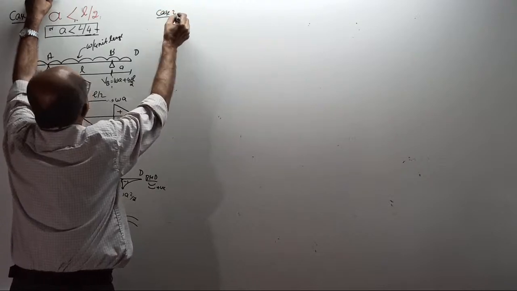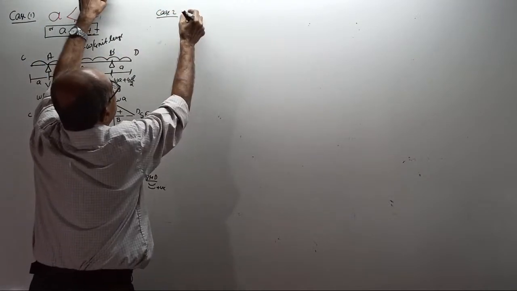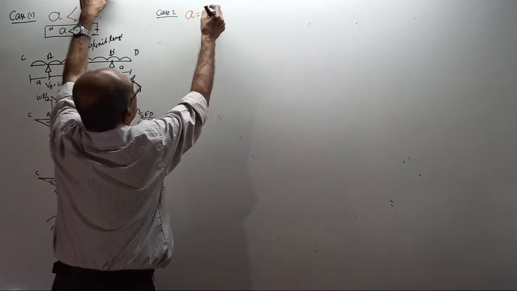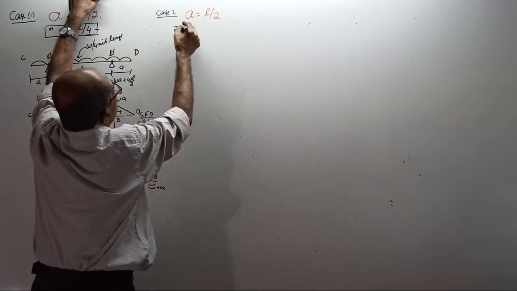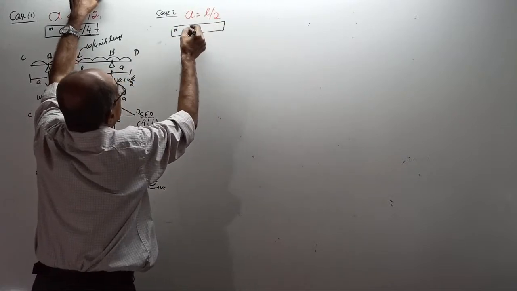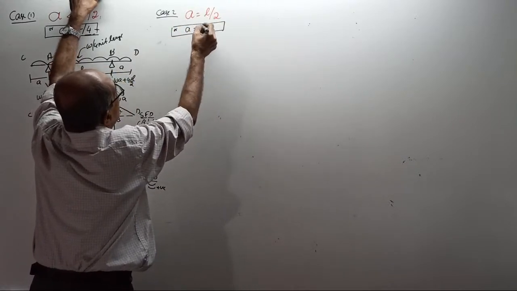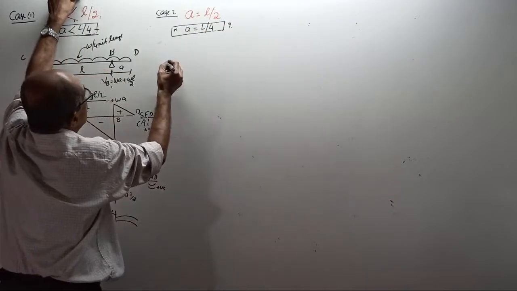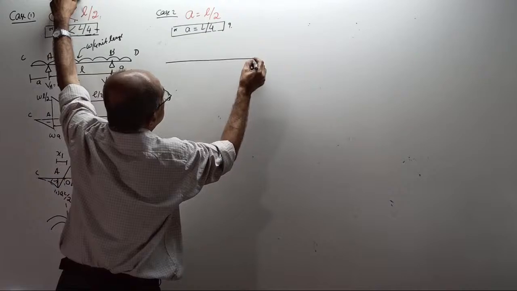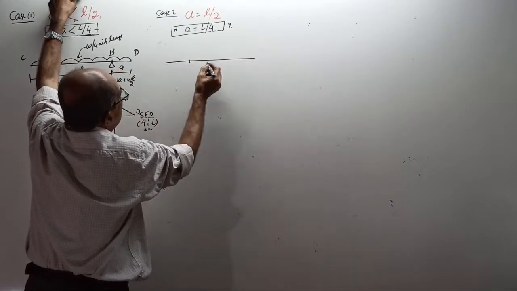Case 2 is a special case when your A is exactly equal to L by 2. Or mathematically you can tell it the other way, your A is equal to total length by 4. Now, the diagram.